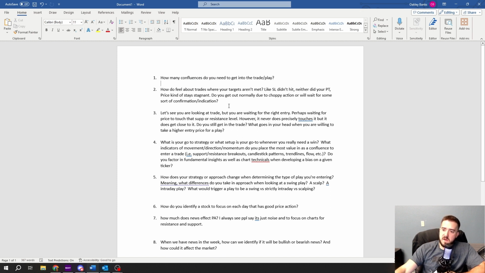Okay, so this one says, how do you feel about trades when your targets aren't met? Like the stop loss didn't hit, but neither did your price target. The price kind of stays stagnant. What do you normally do when it's choppy, or the choppy action, or we'll wait for some sort of confirmation or indication? So for the most part, this one's going to be day to day.